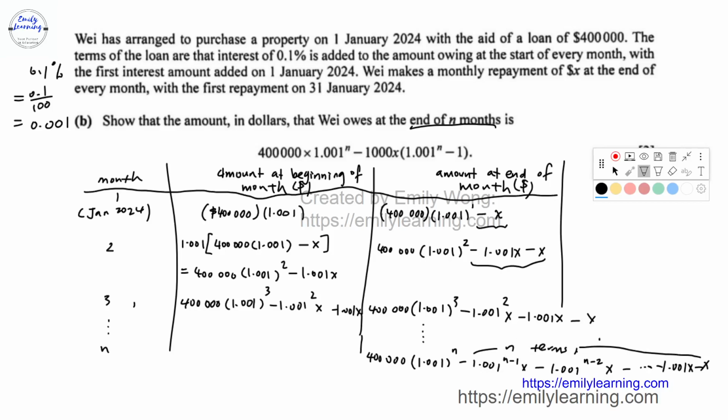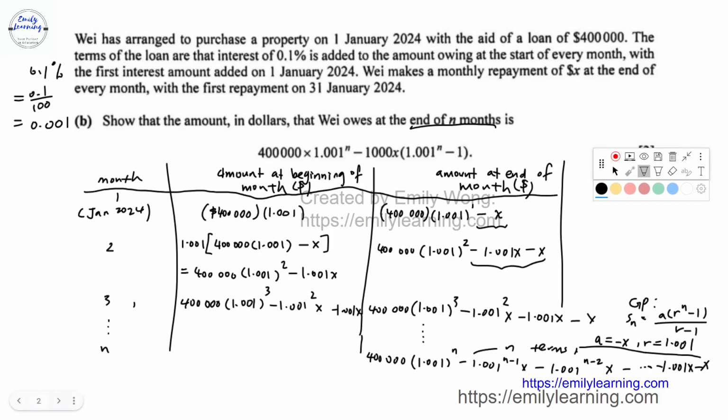The first term, let me call the first term A, is negative x. Okay, and the common ratio is 1.001, because to go from one term to the next, you multiply the preceding term by 1.001. So in other words, this is a GP, and to sum a GP, Sn is equal to a(r to the power of n minus 1) over r minus 1. So this is how I'm going to sum this portion here.